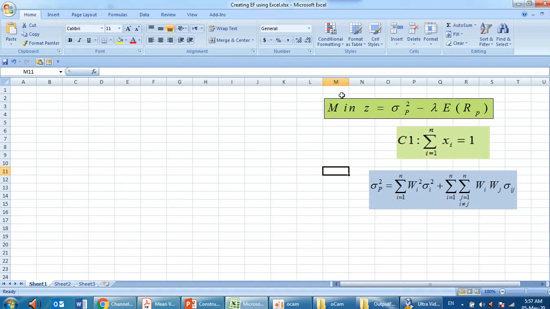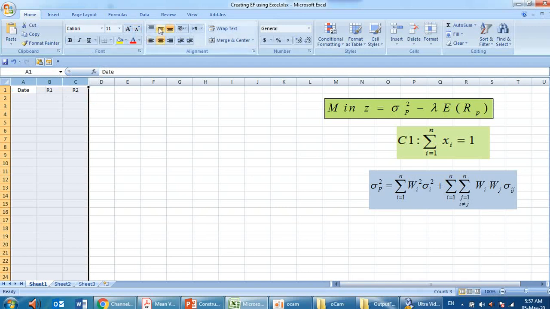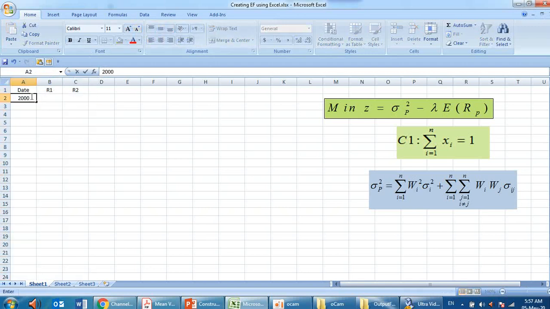Frontier using Excel. I'm going to copy down the equations also. Now we'll try to construct an efficient frontier using CLA algorithms. We'll start with the date, and I'm taking a two-stock approach, and I'll directly take the stock prices, stock returns, return 1 and return 2 also. So first of all, we'll get the data, and I'm going for the yearly data.